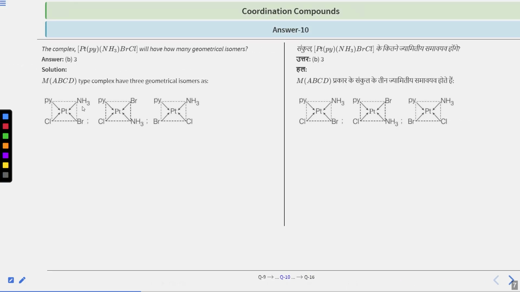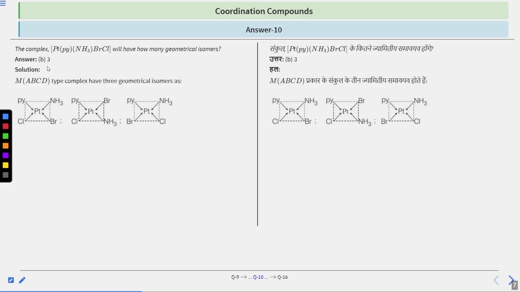Okay, let's see. The correct answer is option B, that is 3. You can see that the complex given in the question is of type MABCD because all the ligands are different and no ligand is present two or three times. So its general formula will be MABCD type. This type of complex has 3 geometrical isomers.